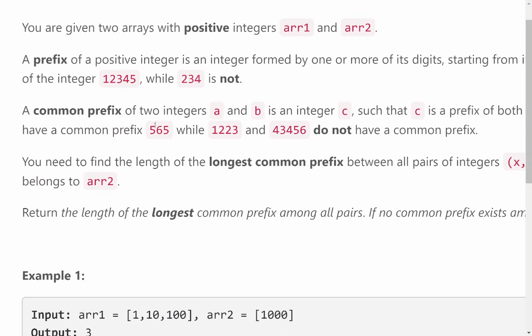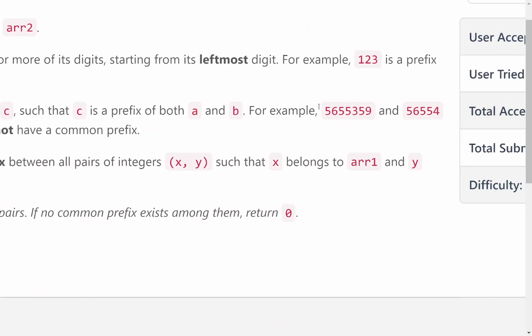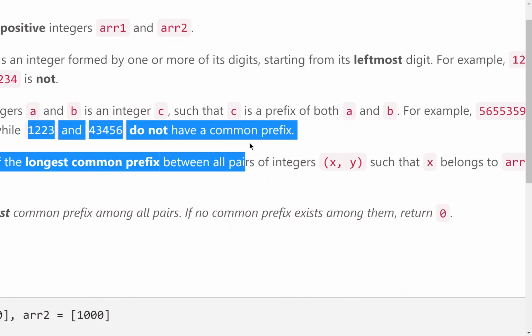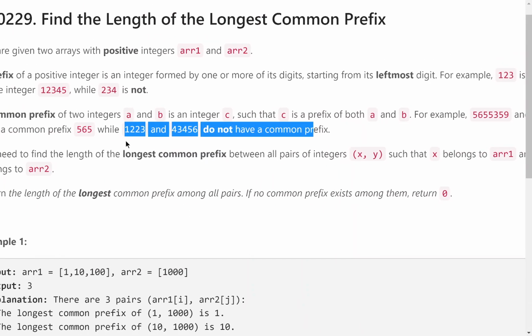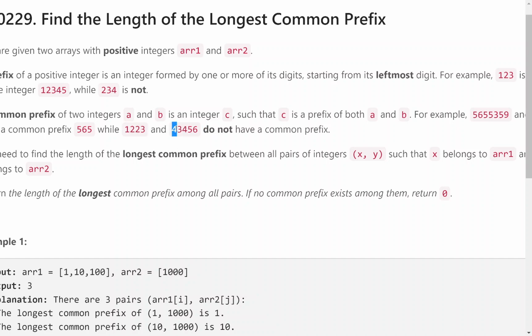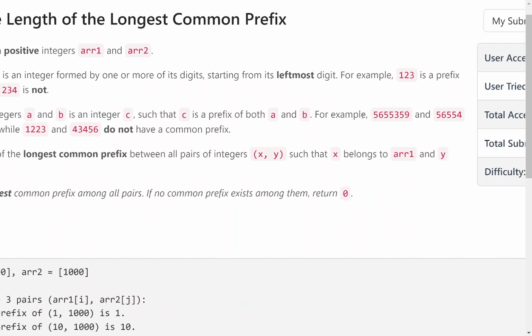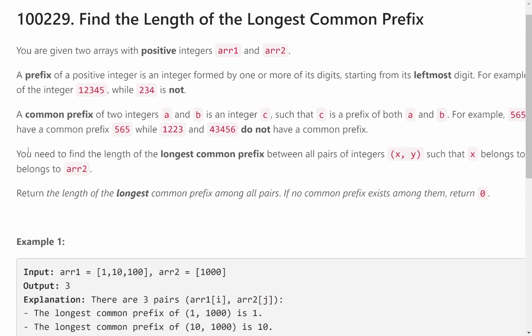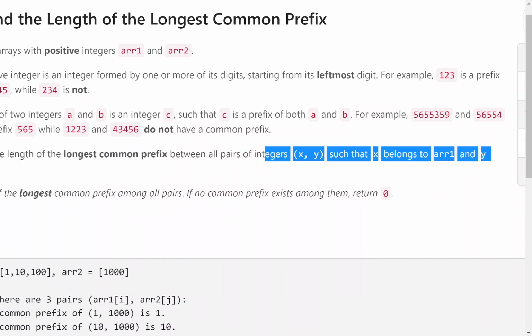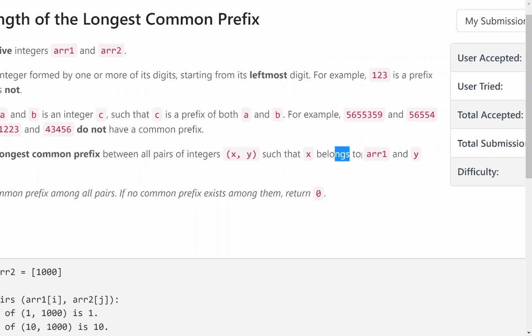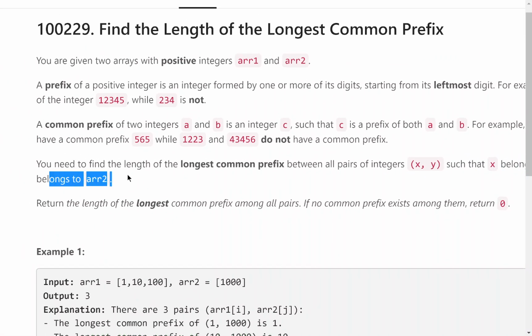So they have given an example that here 565 is a common prefix to both of them, and in examples like these, the numbers don't have any common prefix. See, the first characters are different itself. There is no common prefix. What we have to do is find the length of the largest common prefix between all the pairs x comma y such that x belongs to arr1 and y belongs to arr2.